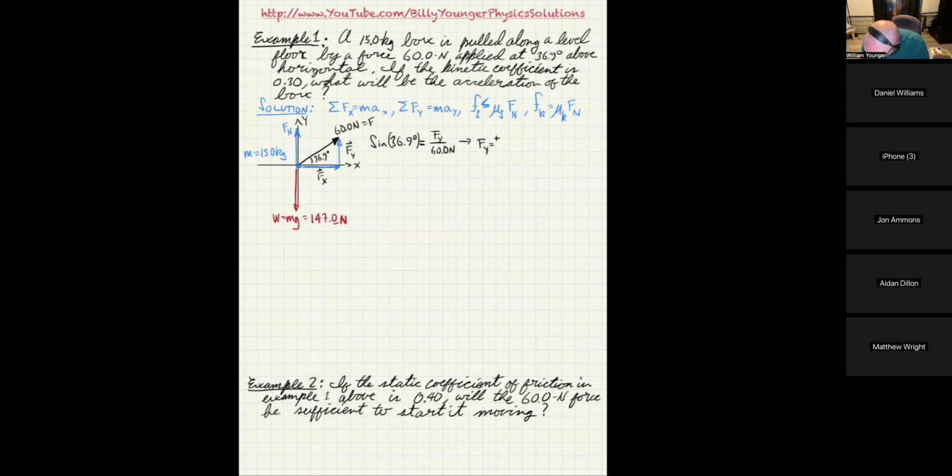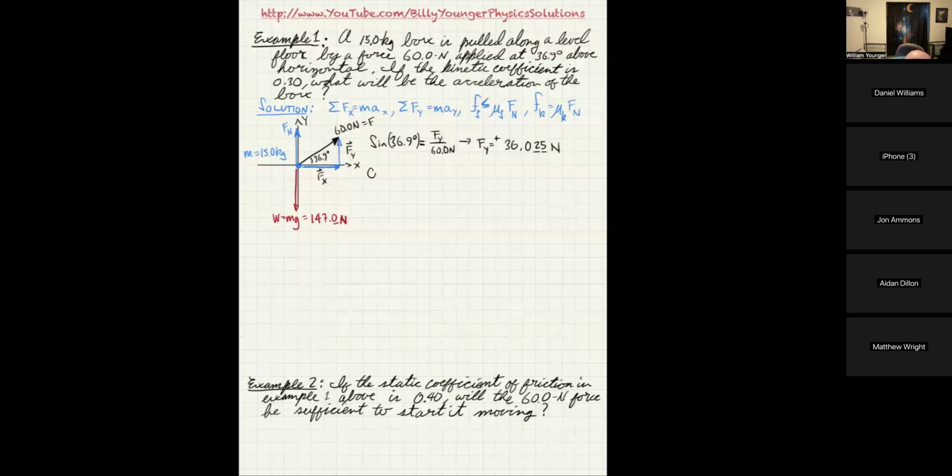So for instance, you probably already know this in this case, but the sine of 36.9 degrees is 0.600. So if I multiply 0.600 times 60.0 newtons to 3 sig figs, that gives me 36.025. So that's 2 extra sig figs, and that's newtons.